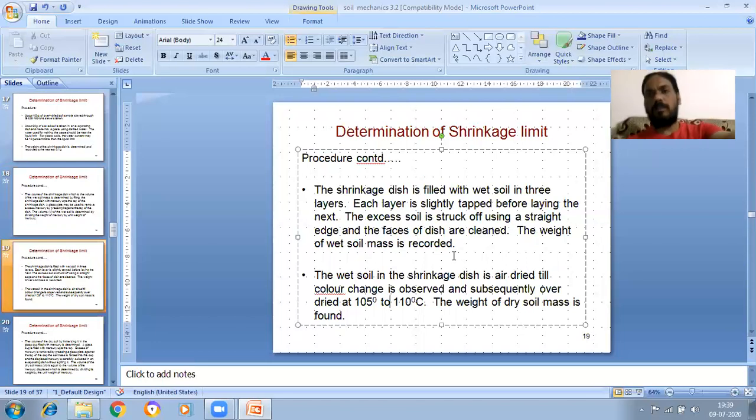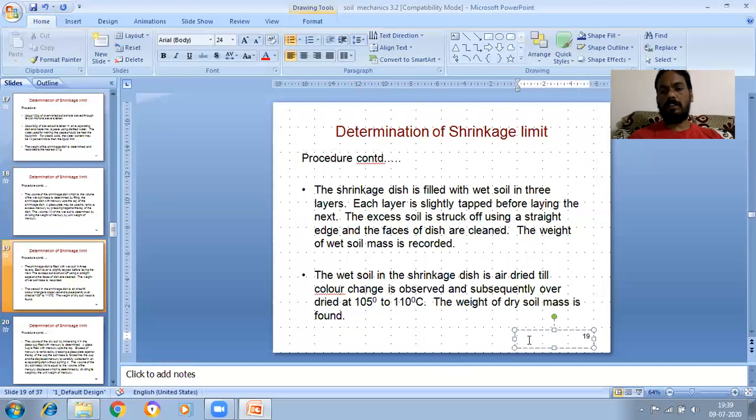The volume of the wet soil mass is recorded, and the weight of the wet soil mass is also recorded. Next, the wet soil in the shrinkage dish is air dried till a color change is observed. Later, we put it in the oven at 105 to 110 degrees centigrade, so that the weight of the dry soil mass is found.